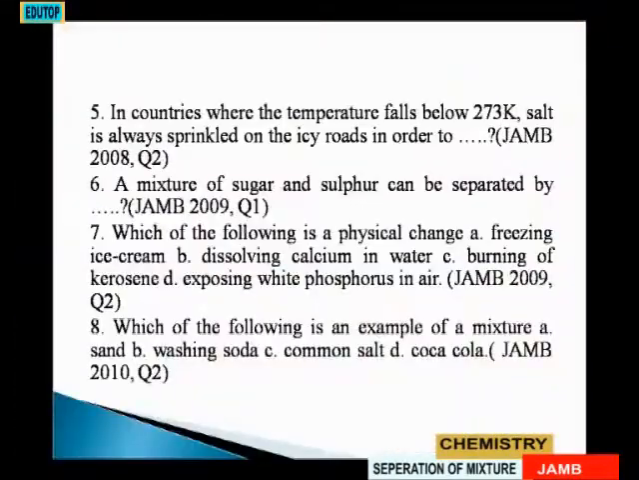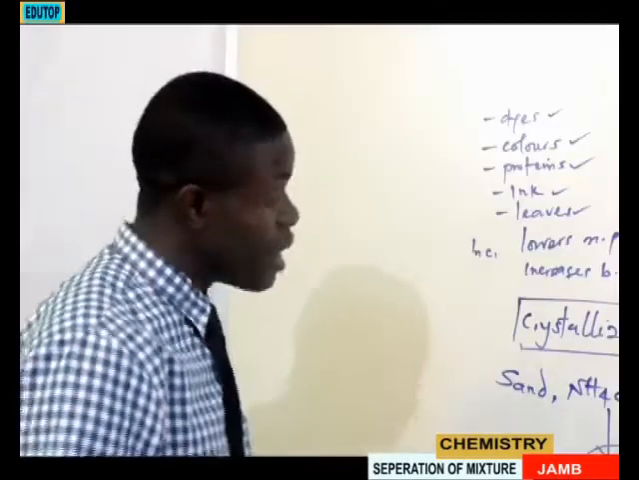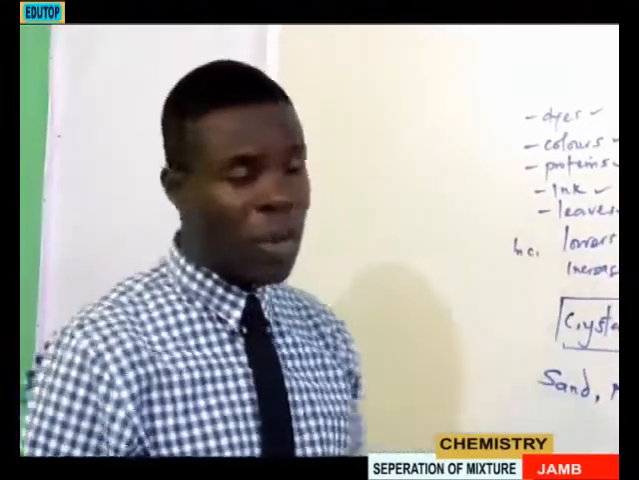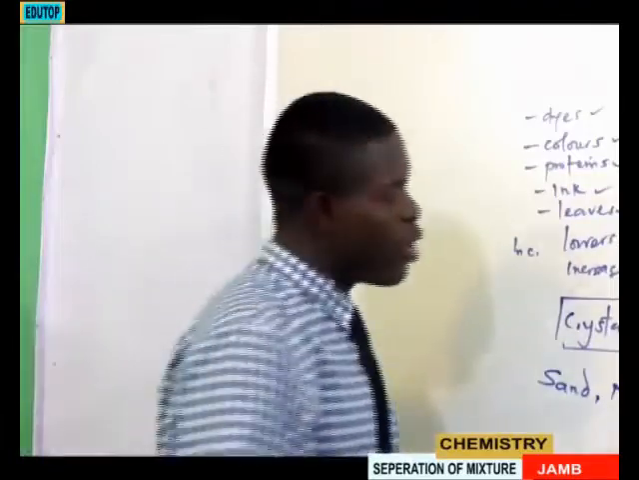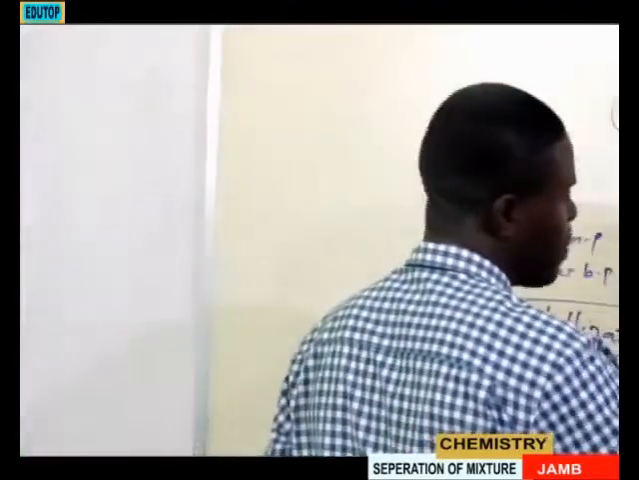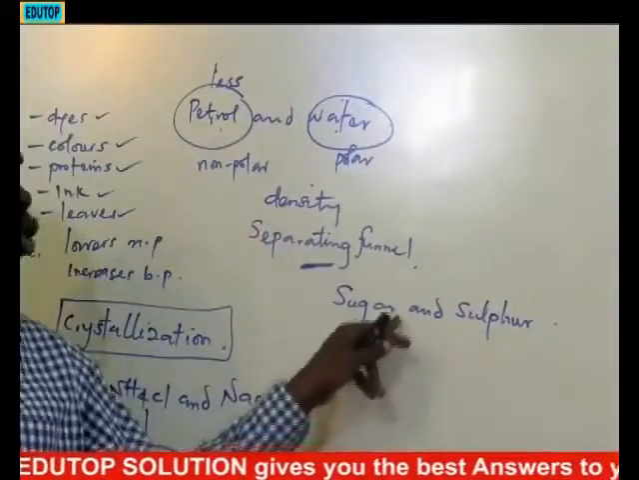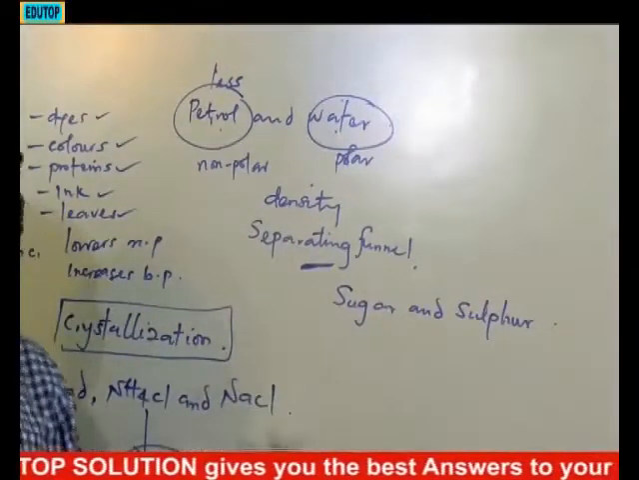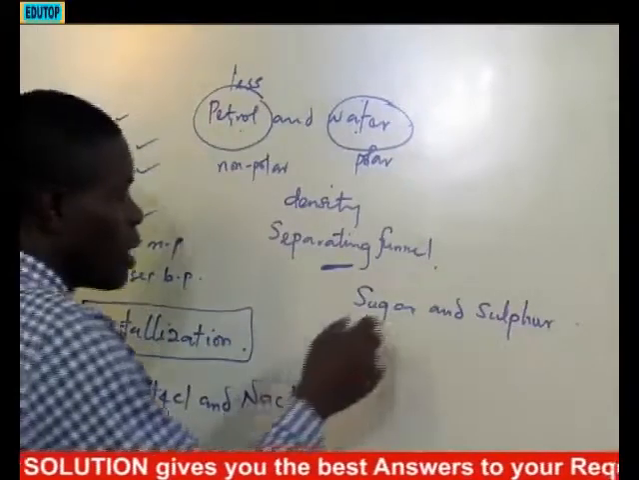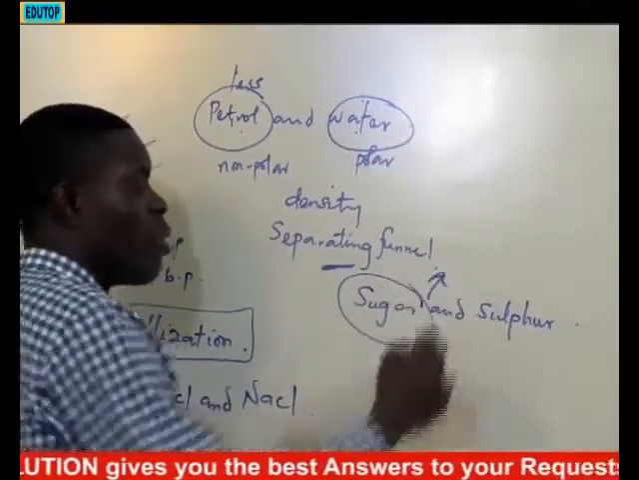Then they ask again, a mixture of sugar and sulfur can be separated by what? This is a repeated question, because we talked about sugar being separated from its mixture earlier. So when you have sugar and sulfur, how do you separate them? Automatically, it's by crystallization. By the time you subject this to crystallization, the sugar will come out in the form of crystals.